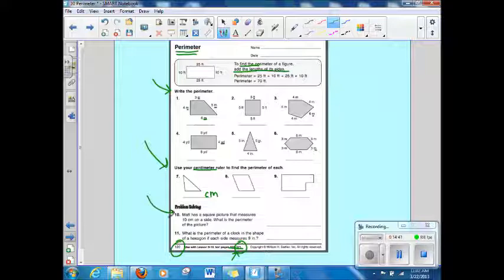Problem solving. Matt has a square picture. Oh, that sounds like Alice's problem. It's got 10 centimeters on one side. What's the perimeter? And number 11, what's the perimeter of a clock in the shape of a hexagon if each side measures 9 inches? Interesting problem. A little tip on that one is a hexagon. How many sides does a hexagon have? Well, there's a little clue for you. And if each one of those sides is 9, what's the perimeter of the clock? Well, good luck with your lesson on perimeter.